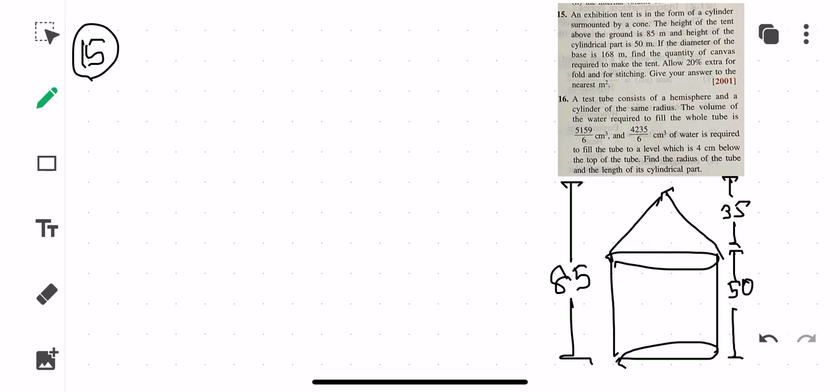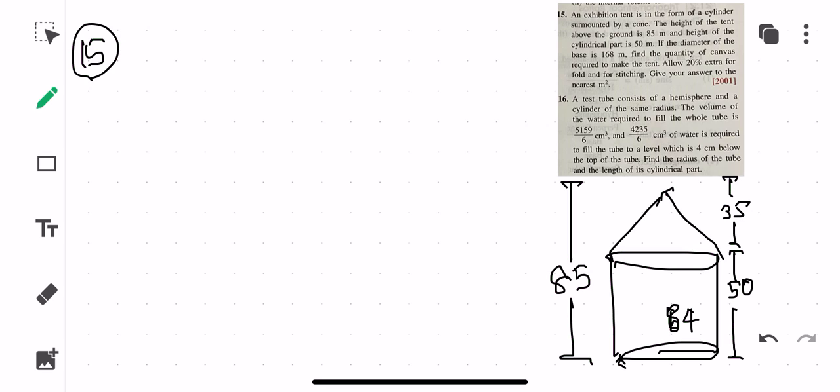Okay, now what they are asking, see, the height of the tent above the ground is this. If the diameter of the base is 168. Diameter of the base means this much, children. So if 168 is the diameter, what will be the radius, children? It is understood it will be 84.